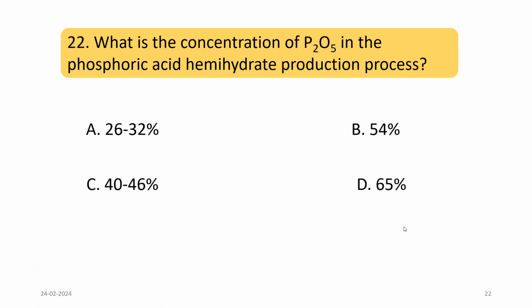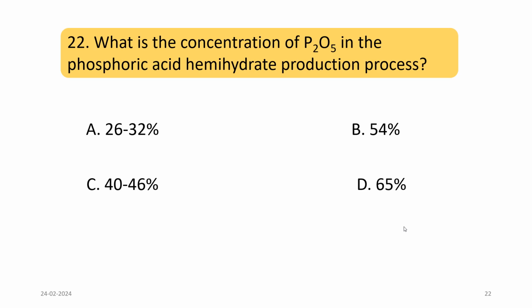Next: what is the concentration of P2O5 in the phosphoric acid hemihydrate production process? We have just seen the concentration of P2O5 for the dihydrate production process. Now what is the concentration for the hemihydrate process?